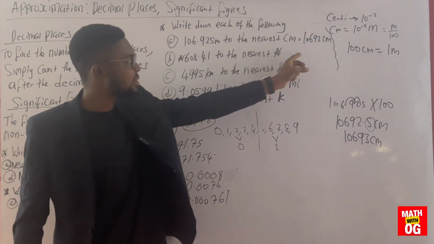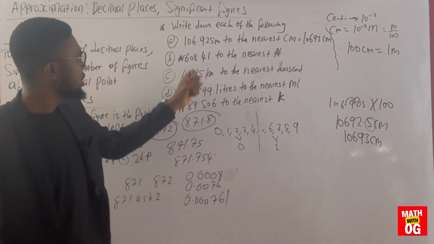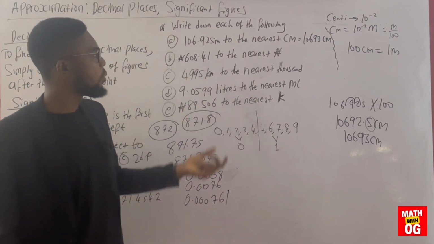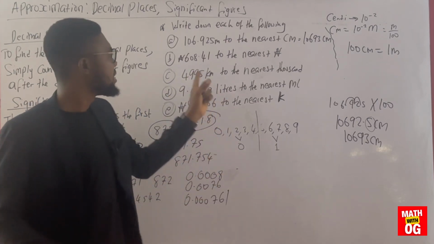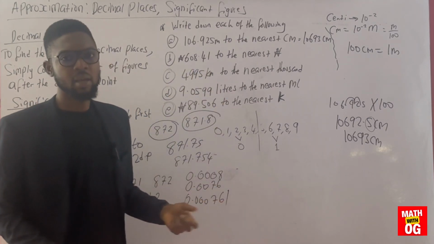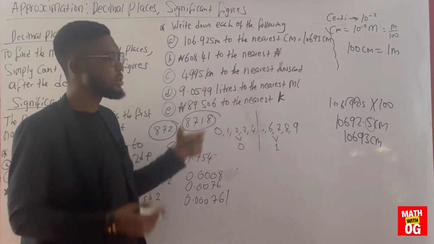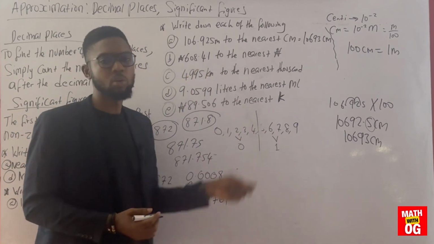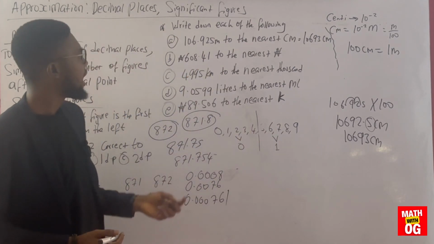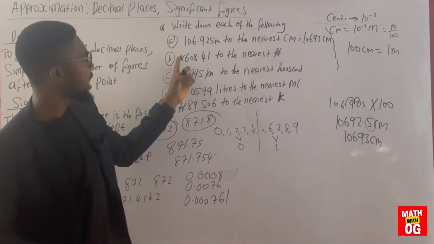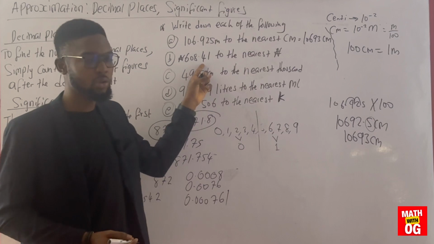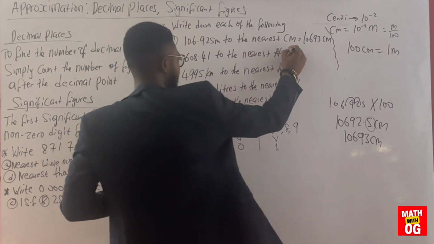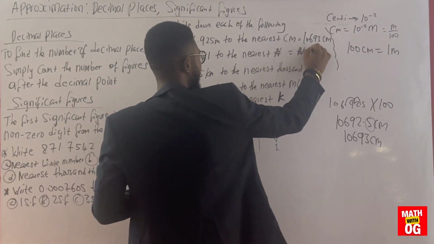Change to centimeters, approximate to the nearest whole number. This one is straightforward. 608.41 naira to the nearest naira. This is between 608 and 609. Question is, is it closer to 608 or 609? Obviously closer to 608. And you can check, after this whole number, the next number is 4. Does 4 go to 1 or 0? It goes to 0. So this automatically gives us what? 608 naira.